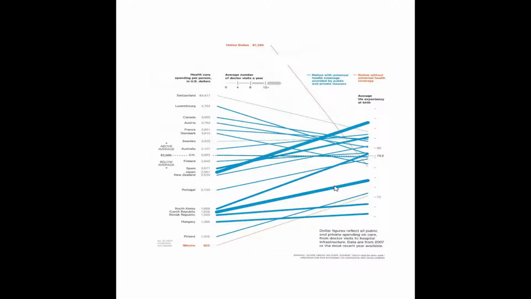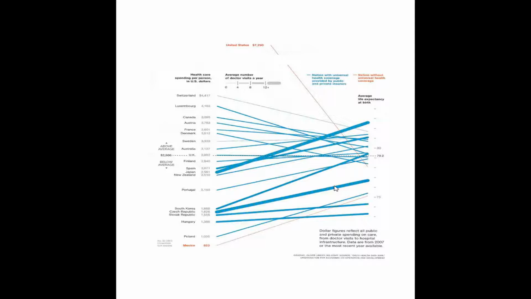This graph shows the dollar figures reflect all public and private spending on care, from doctor visits to hospital infrastructure. Data are from the year 2007 or the most recent year available. You can see the vertical axis to the left shows the name of the country, Switzerland, which comes second after the United States, and the health care spending per person in US dollars is 4,417. Of course, the United States is the largest with the expenditure of $7,290.